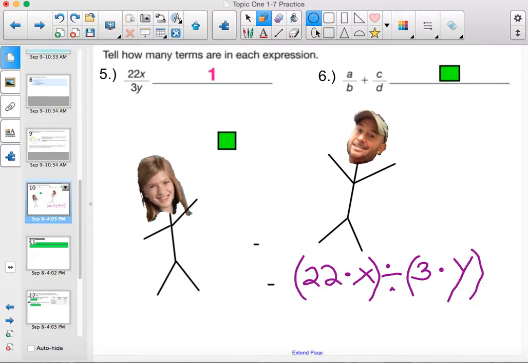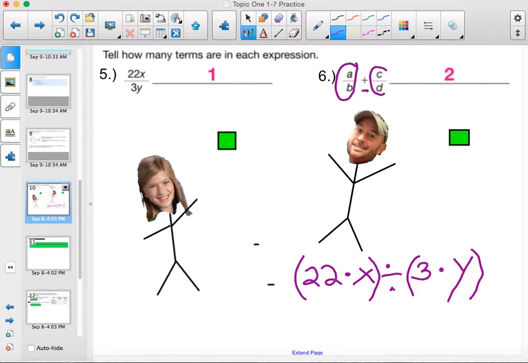Okay, here we go. Let's take a look at this one. We have 2 terms in this situation, and we know that we have 2 terms because we can see we have an addition symbol right here. So A divided by B is one term, and C divided by D is another term. And then we would add those 2 quotients together. So that's why we have one term and 2 terms. So the key to finding terms is looking for either an addition symbol or a subtraction symbol. What do you say, Elise? Shall we go on to the next slide?